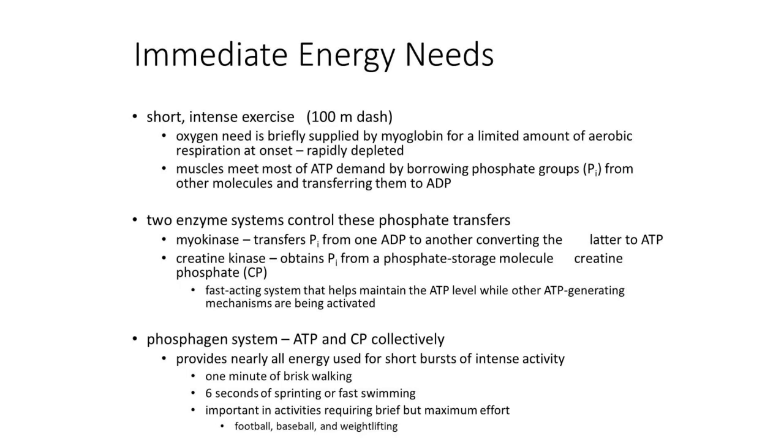You have a phosphagen system, the ATP and the CP collectively. We just talked about those. These provide nearly all the energy used for short bursts of intense activity. Maybe something like a quick, brisk walk, or if you need to sprint or swim fast. And these are important in activities that require these quick, maximum efforts, maybe like football or baseball or weightlifting. These are things that cannot be sustained for long amounts of time normally.